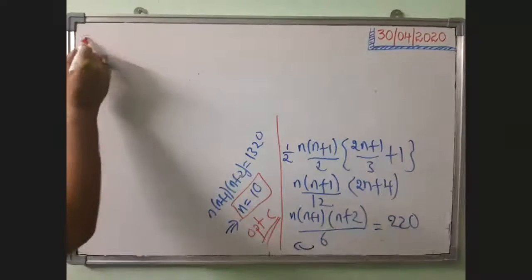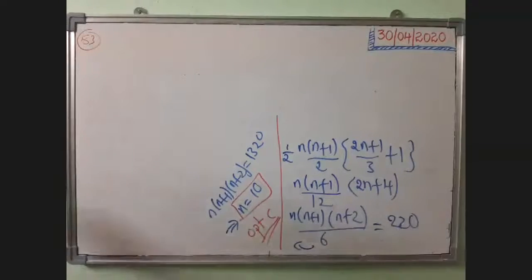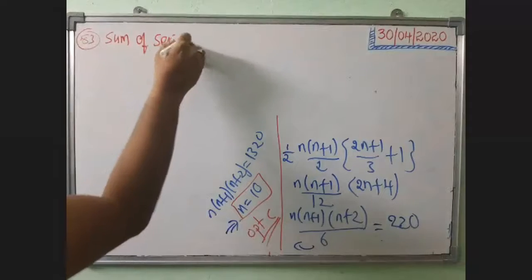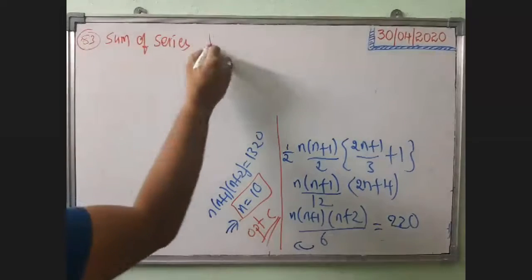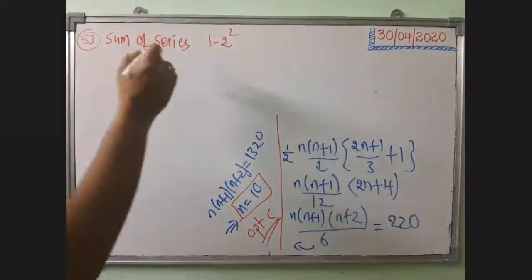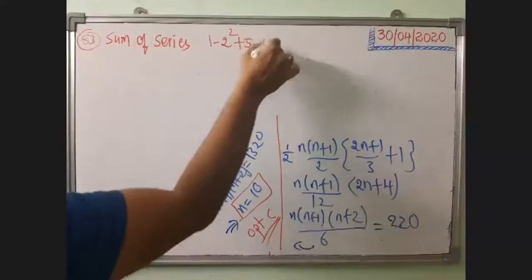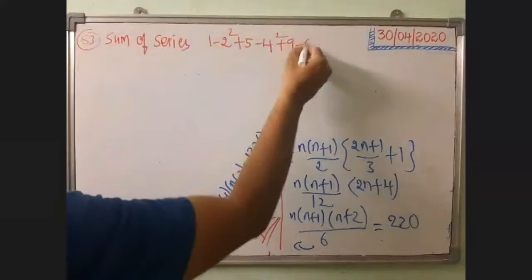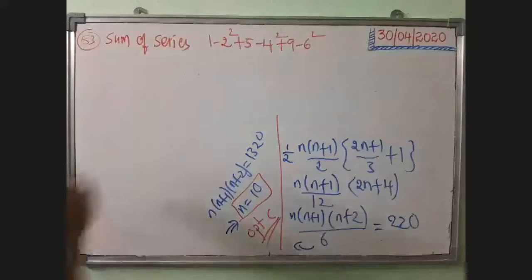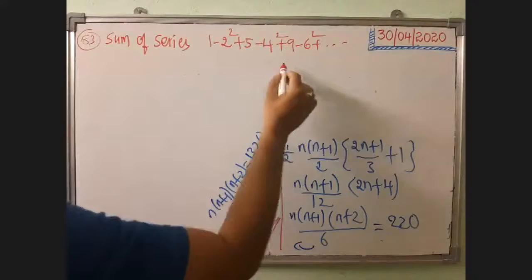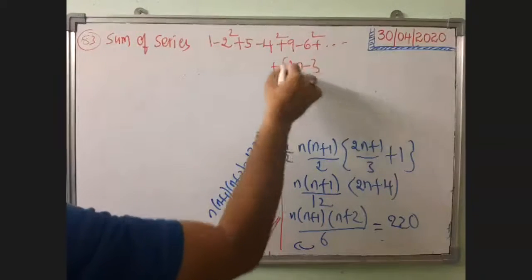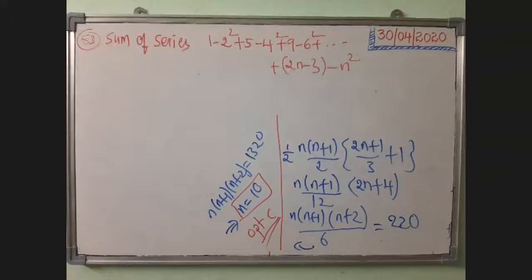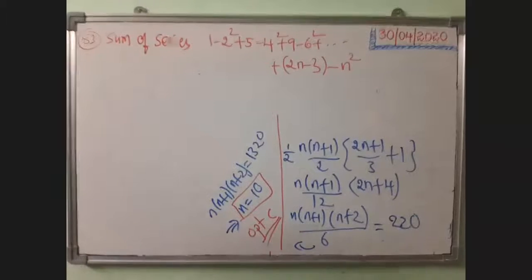Now, next I go to question number 83. The question is, find the sum of the series: 1 minus 2 square plus 5 minus 4 square plus 9 minus 6 square plus so on up to 2n minus 3 minus n square. I have to find the sum of the series.